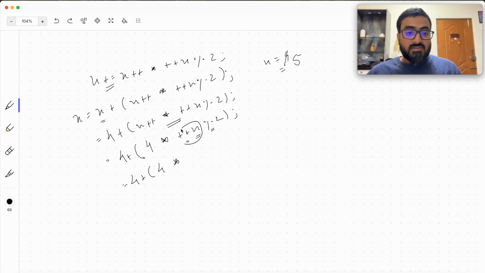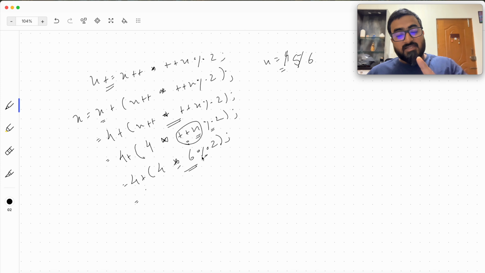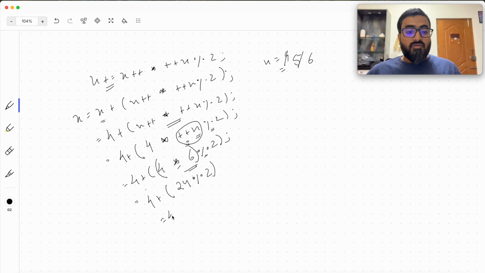So ++x means increment the value of x by 1, then use it. So this becomes 6, % 2. Now in this expression we have * and %, both have the same precedence and left to right associativity, that is, whichever is on the left is solved first. So 4 + 4 * 6, 24 % 2, which is equal to 4 + 0, which is equal to 4.